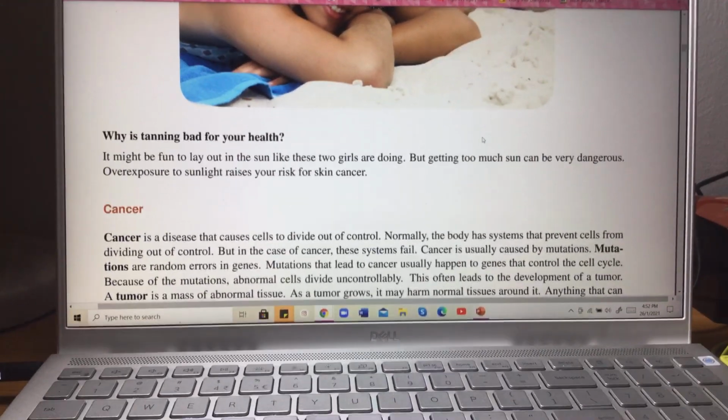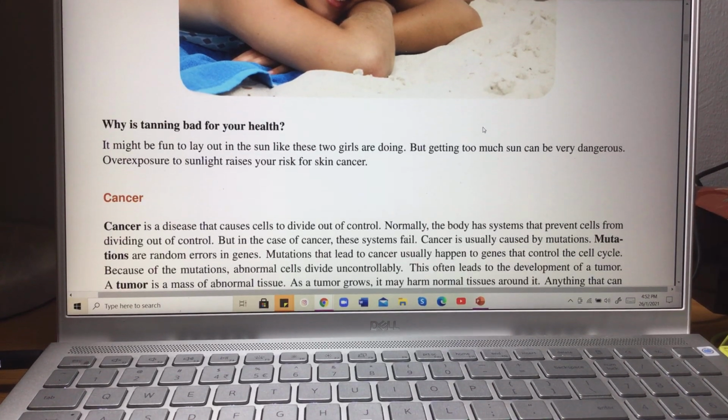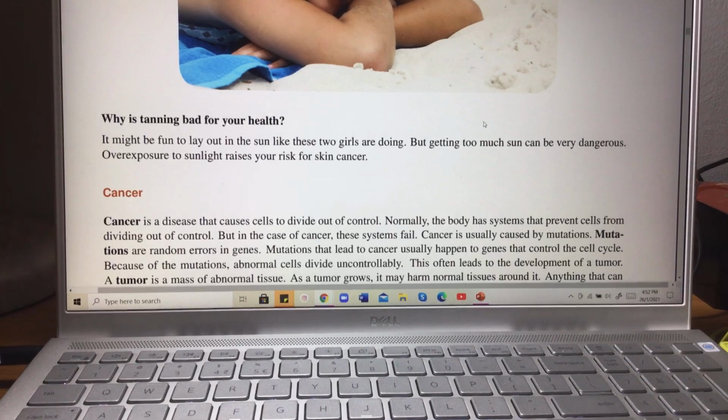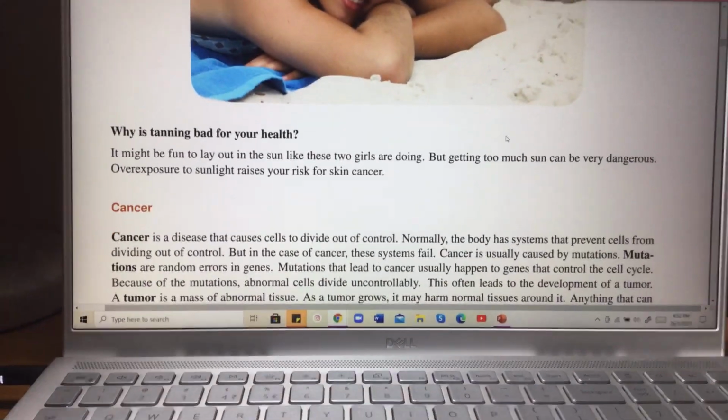Cancer. Why is tanning bad for your health? It may be fun to lay out in the sun like these two girls are doing, but getting too much sun can be very dangerous. Exposure to sunlight raises your risk for skin cancer.